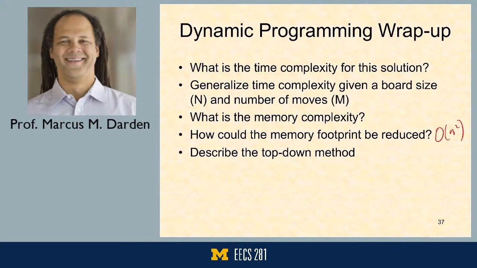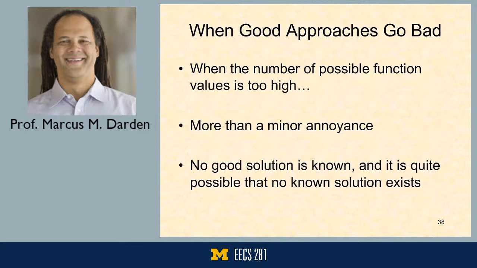All right. Let's finish this wrap up here. When good approaches go bad: when the number of possible function values is too high, obviously I talked about that in terms of Project 4, and there's too many inputs for me to keep track of all of those memoed values, right? If there's no good solution known, or it's more than a simple amount of work to look something up, then this DP doesn't exactly work for us. So if it's possible that no known solution exists, then obviously trying to DP that thing isn't going to work for you. But this is falling into sort of NP complete area.